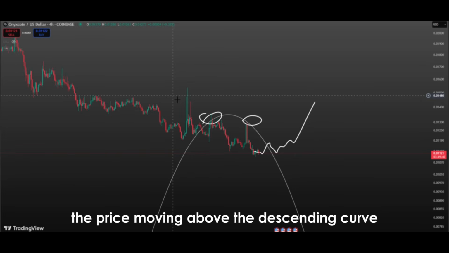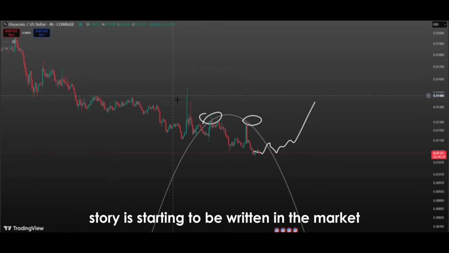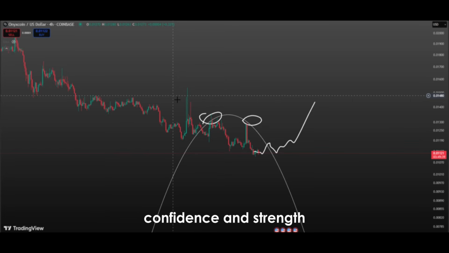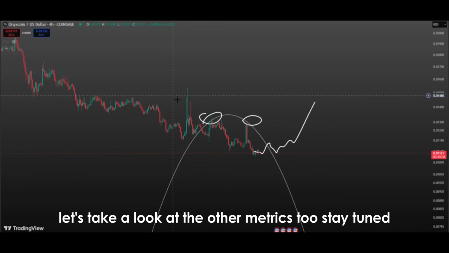Therefore, the price moving above the descending curve shows that a new story is starting to be written in the market. And this story is often filled with growth, confidence, and strength. But we can't base our analysis on the curve alone. Let's take a look at the other metrics too.